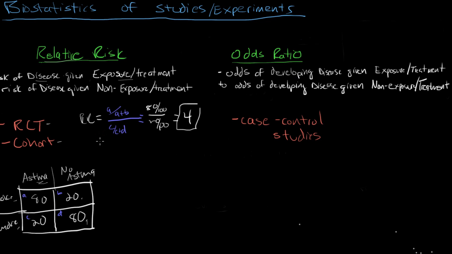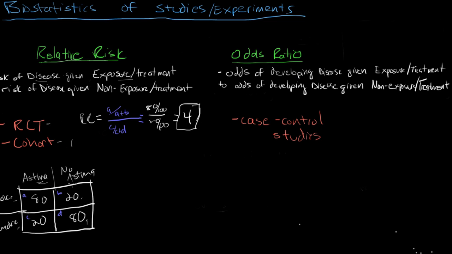So in this study, in this cohort study, where I monitored to see how many children got asthma, a child was 4 times more likely, or at 4 times higher risk, to develop asthma if they were exposed to smoke compared to if they were not exposed to smoke.